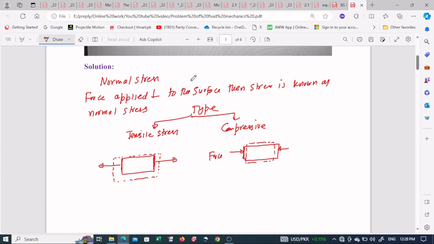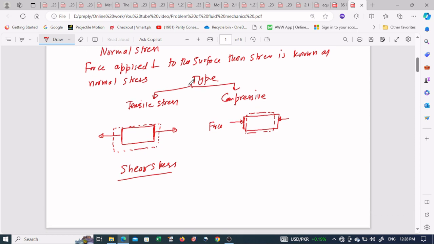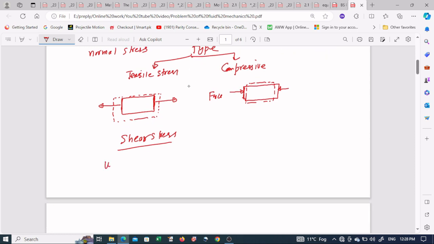Now the other stress is known as shear stress. Shear stress is when the force applies parallel to the surface. For example, if we have any surface, any material, we apply the force parallel to this surface.